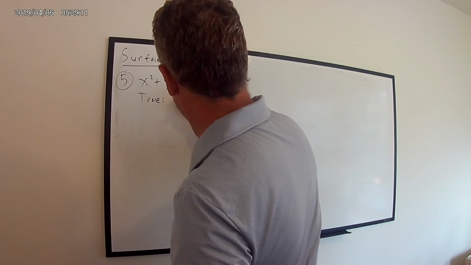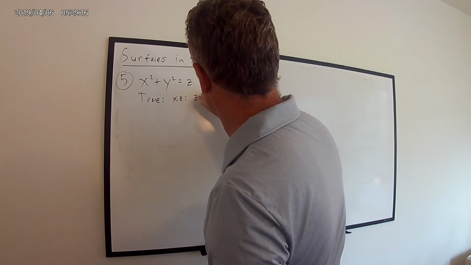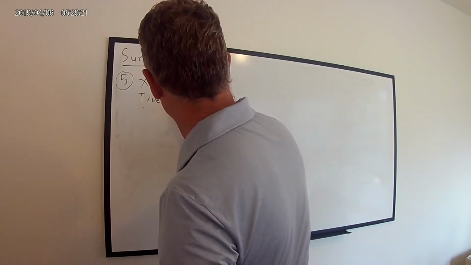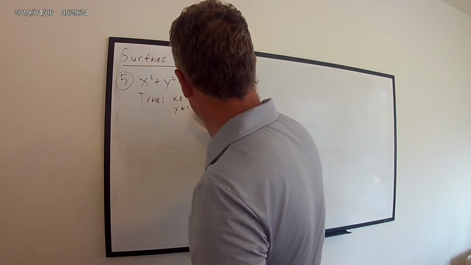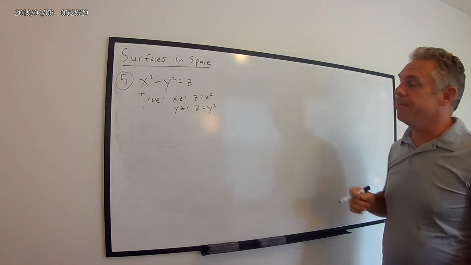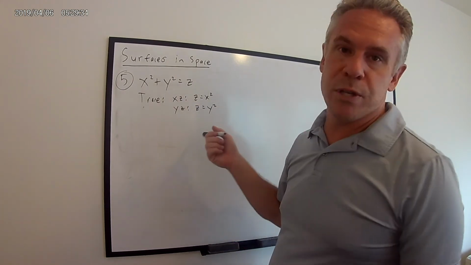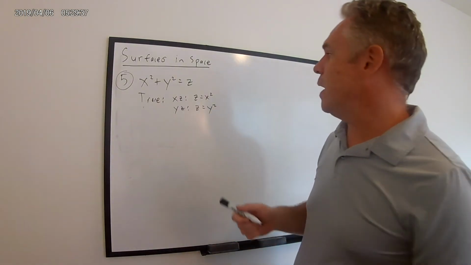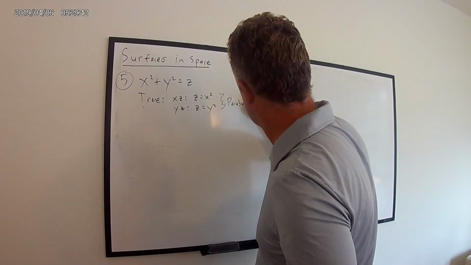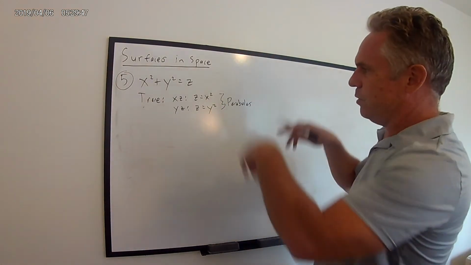So let's create a trace in the xz plane. Okay, that's for the plane for which y equals 0. We get z equals x squared. If we do a trace in the yz plane, we get z equals y squared. Okay, and then if we were to do a trace in the plane z equals k, we actually would get circles. Okay, now these are parabolas. These are parabolas. So in these coordinate planes, we're getting parabolas along the yz plane.